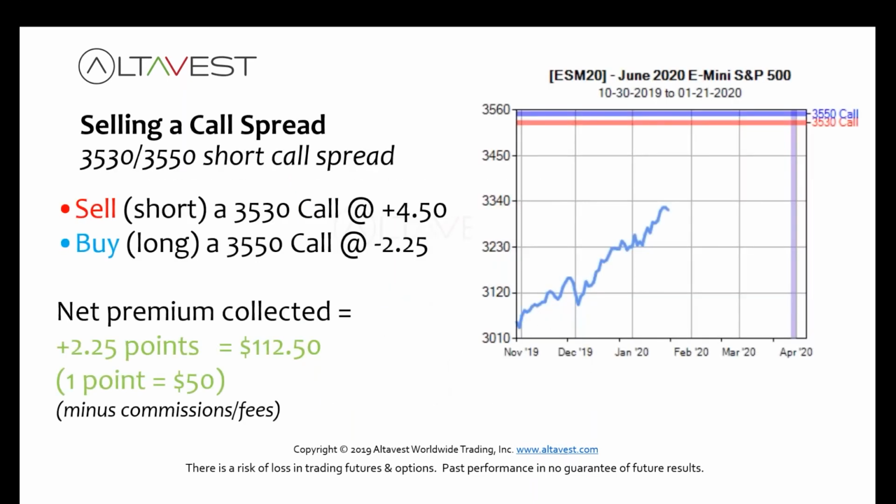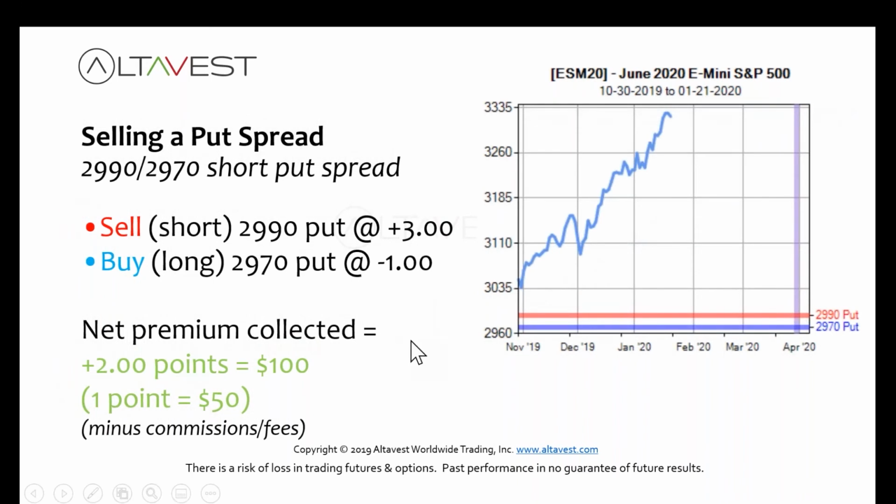And before we do that, I want to show you a couple graphs. Here's a simple example of a call spread, selling a call spread and collecting premium. Here's the market sitting here at this price. In this case, the S&P, the ES, the E-mini S&P 500. Sell a 35.30 call at 4.5 points. And when you sell it, you collect that premium. That goes in your pocket. But at the same time, you buy a 35.50 call, and that's your hedge or your protection. And you pay money for that insurance. So the net premium you collect here, $112.50 minus your commissions, and that's just that simple.